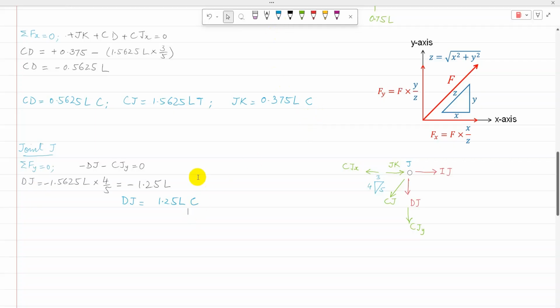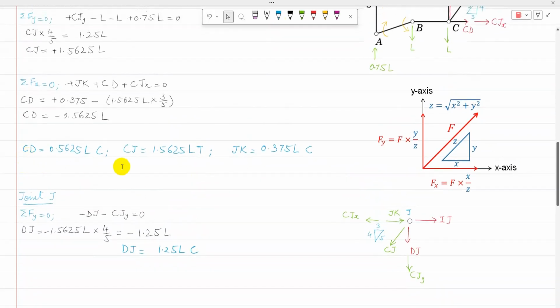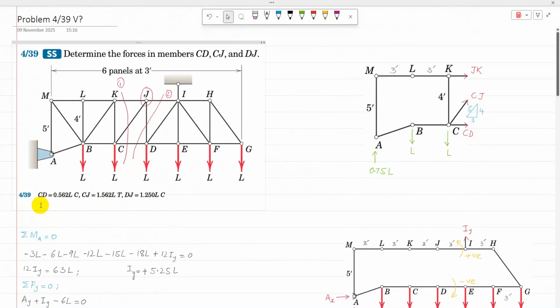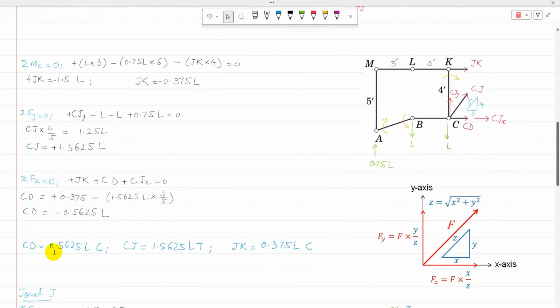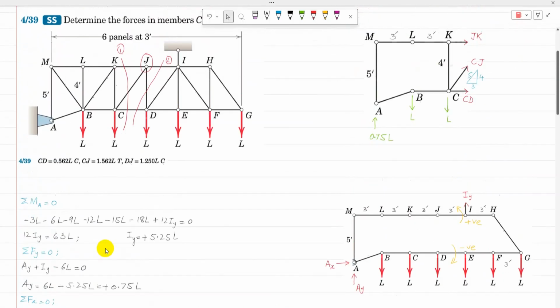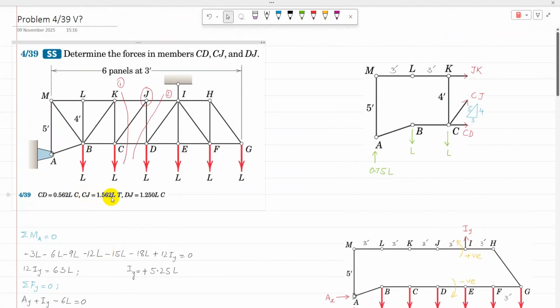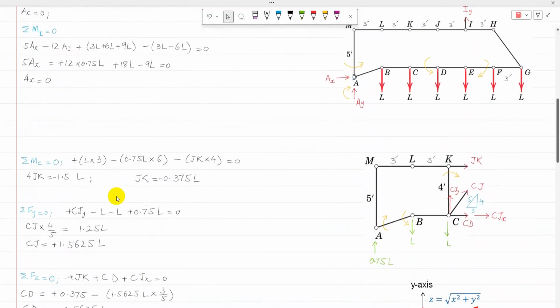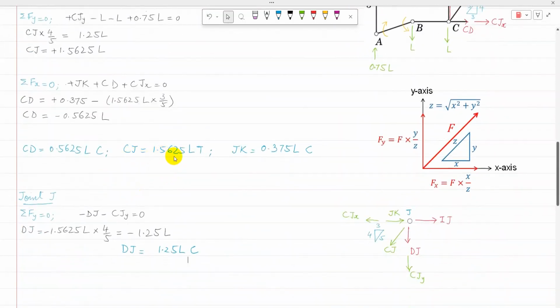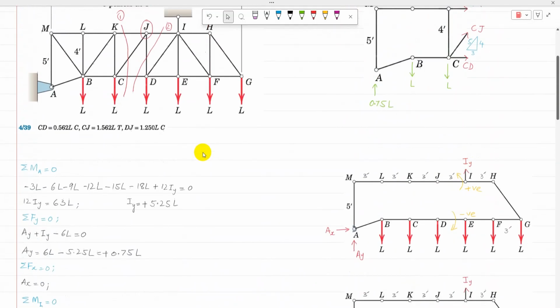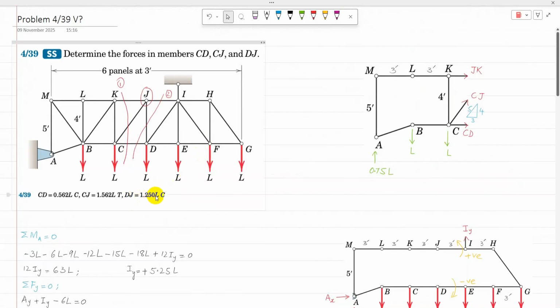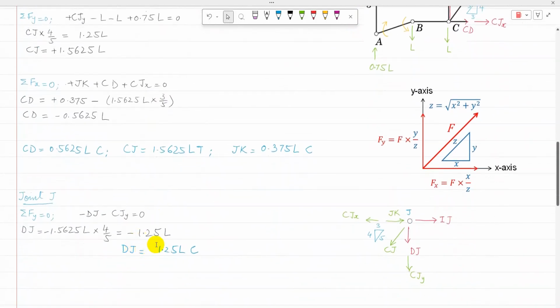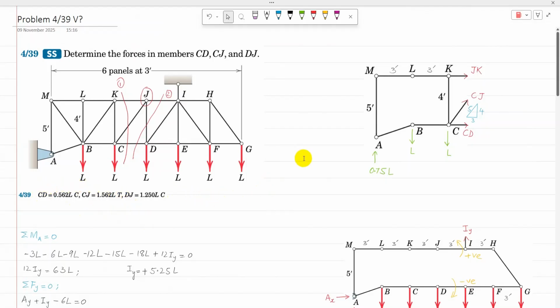So now DJ is calculated, and all the answers are calculated. CD is 0.562 L in compression. The next one, CJ, is 1.562 L in tension. And finally, DJ is 1.25 L in compression. So the answers match with the back of the book. So this is how to solve this problem. Thank you very much for watching.